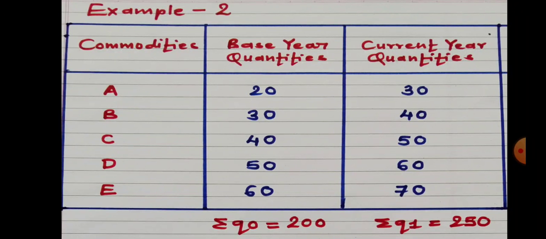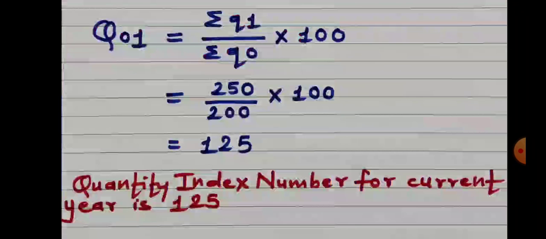What is our first step? We have to find out sigma Q0. What is sigma Q0? Summation of all quantities in the base year. So 20 plus 30 plus 40 plus 50 plus 60, we get 200. So sigma Q0 is equal to 200. Now the second step is to find out sigma Q1, the summation of all quantities in the current year. So 30 plus 40 plus 50 plus 60 plus 70 is equal to 250. So sigma Q1 is equal to 250.